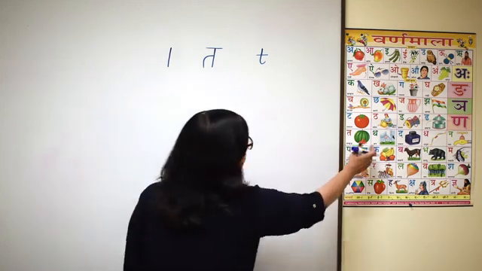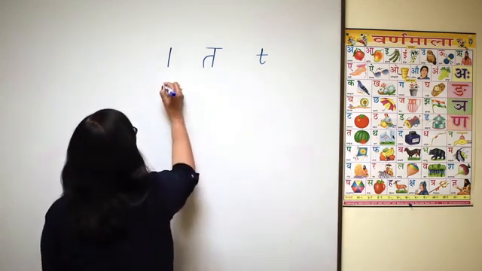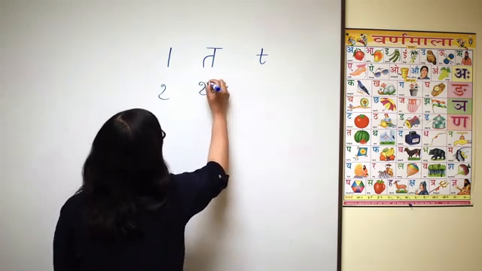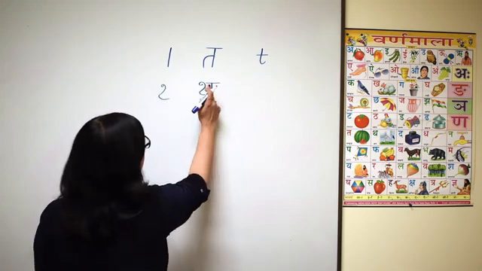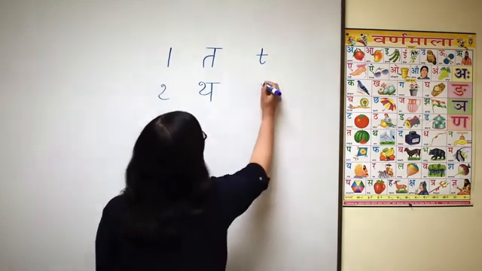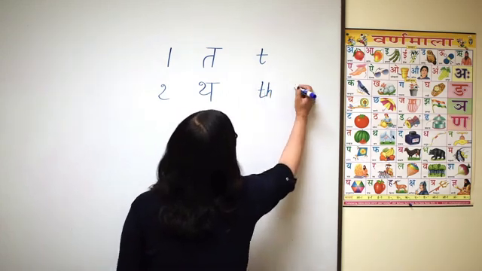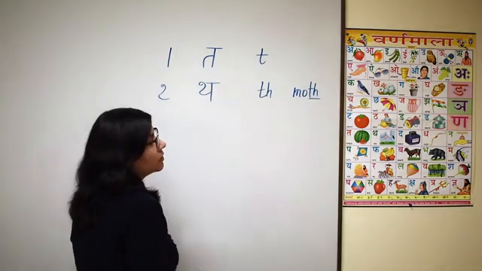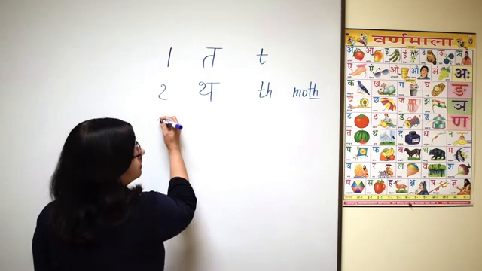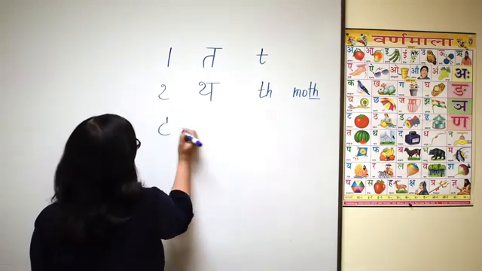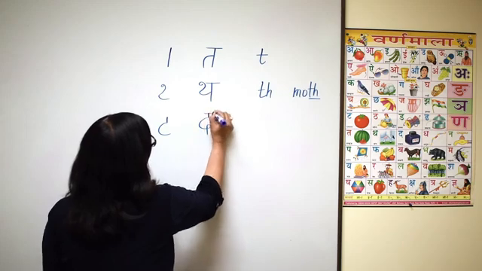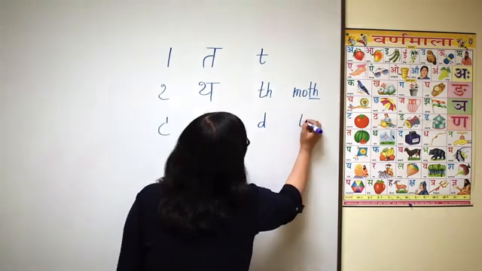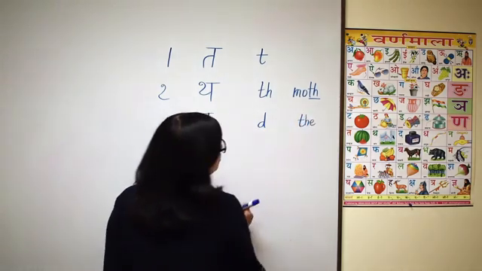Okay. The next one is the aspirate version of it. Okay. So it has a loop. Okay. And then we don't cover the loop with the horizontal bar. Okay, and that is our th as in moth. Okay, the one after that is da. Okay, so we go like this, da. And that's a soft dental D, which sounds very similar to the English the.